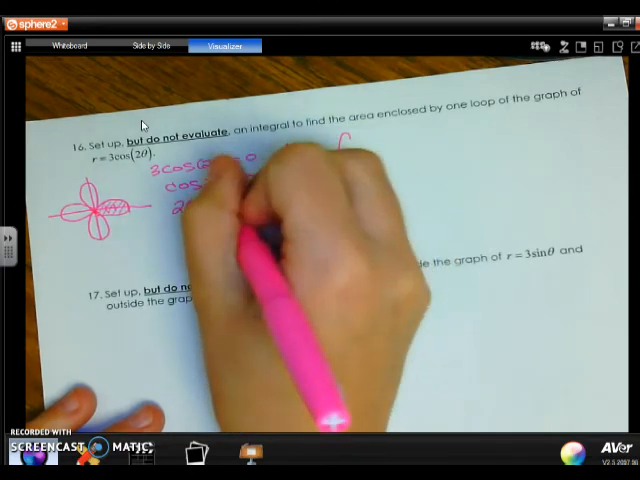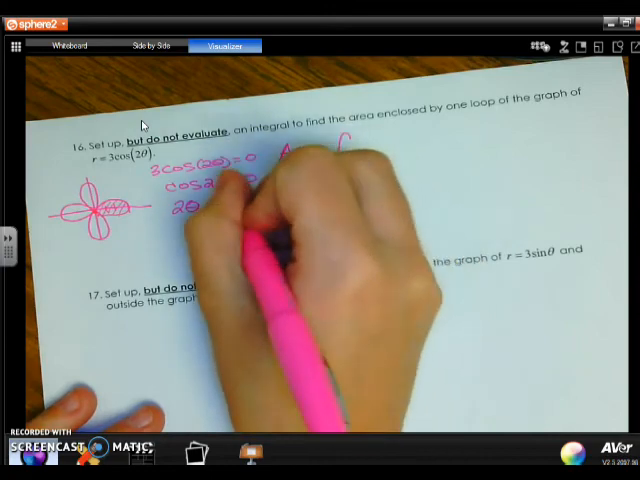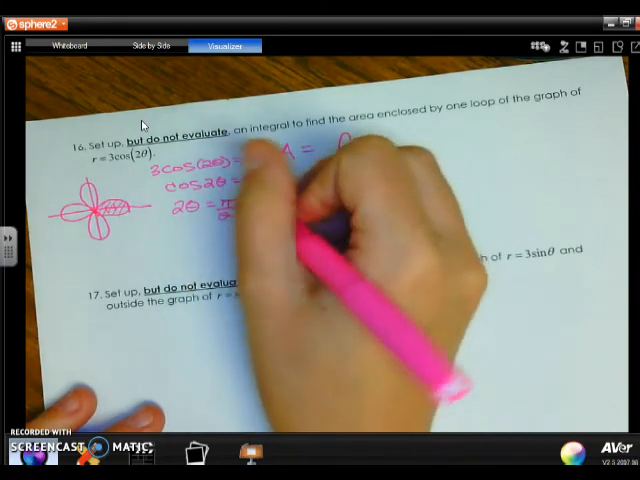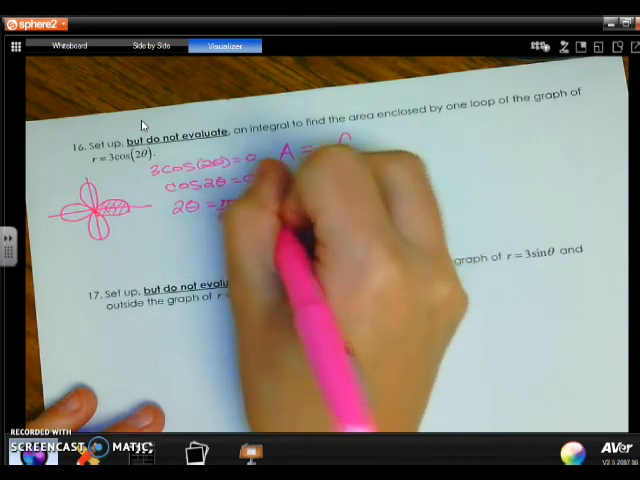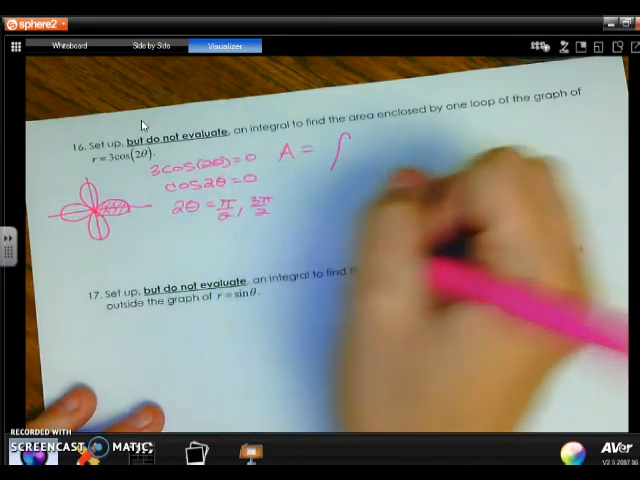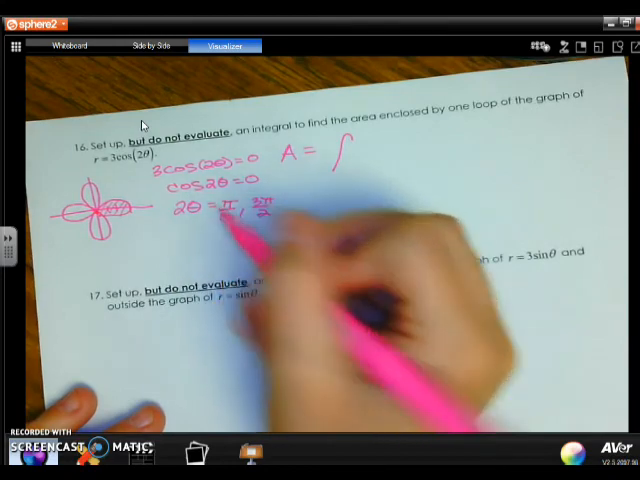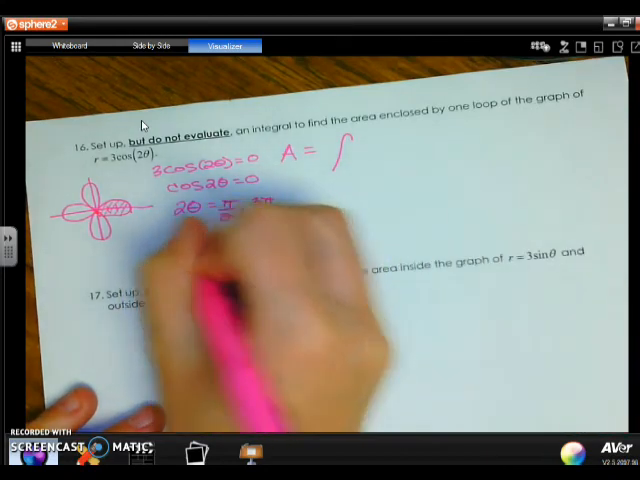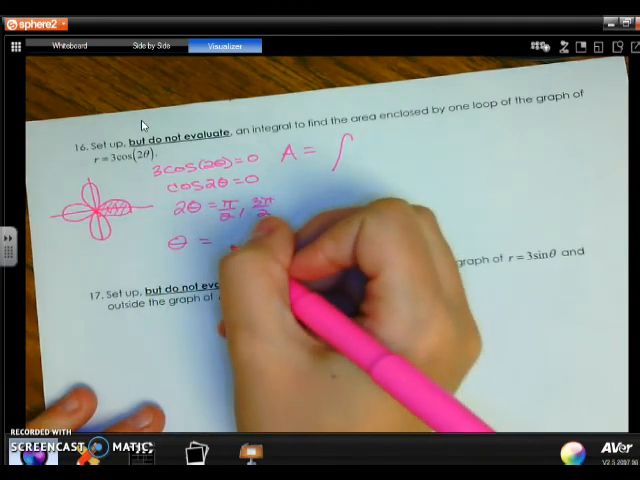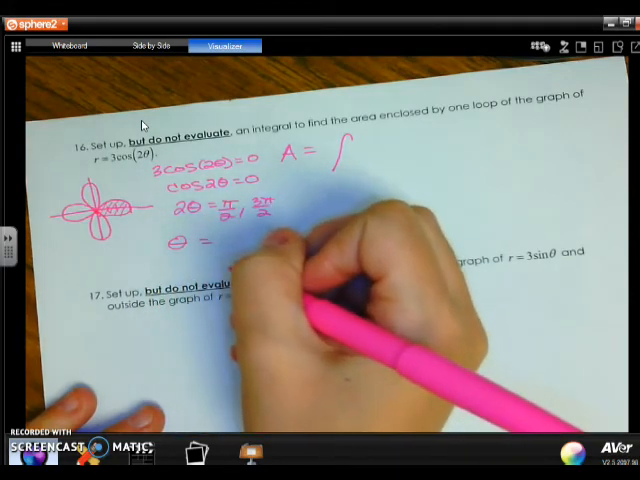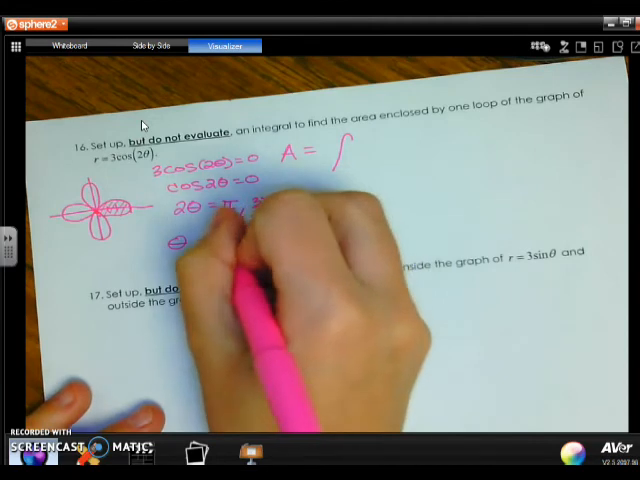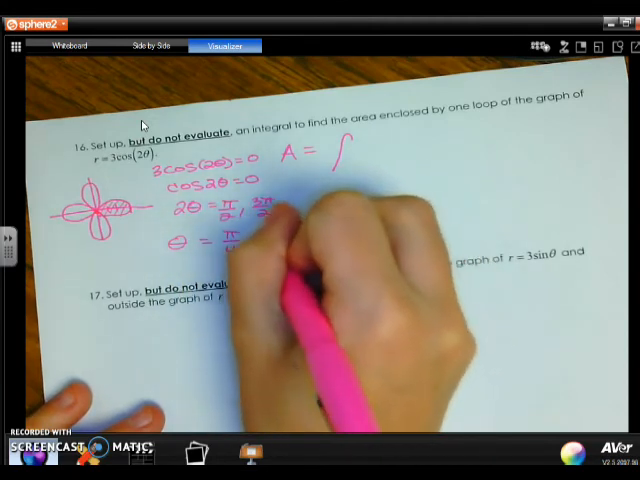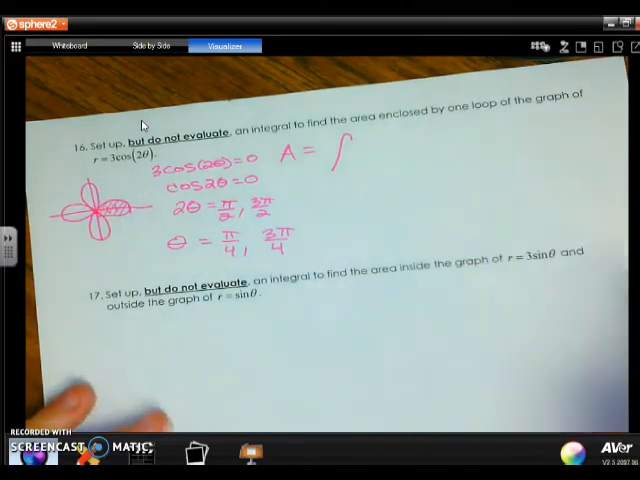You can say negative pi over 2, or you could say pi over 2, and then 3 pi over 2, right? And you could keep going, or you could even go negative and say negative pi over 2, negative 3 pi over 2. But basically then, for your theta, you're going to need to divide those by 2. So you're going to get pi over 4 and 3 pi over 4 for our thetas.